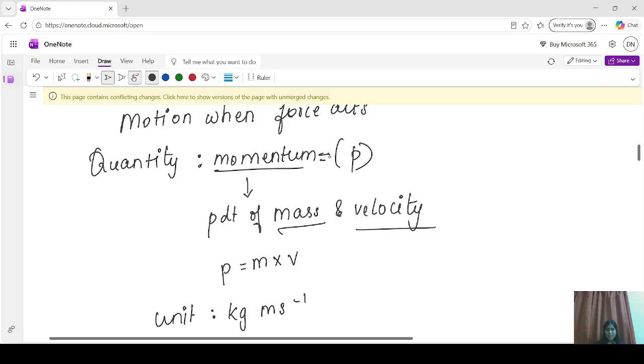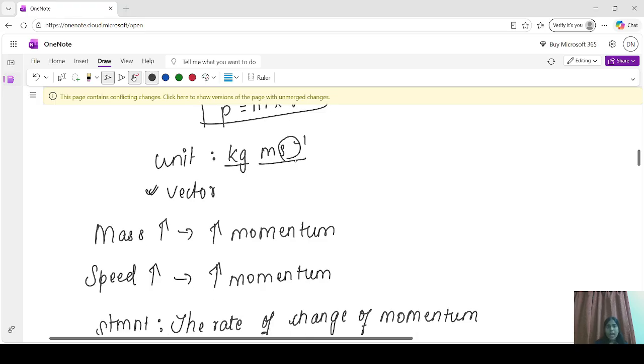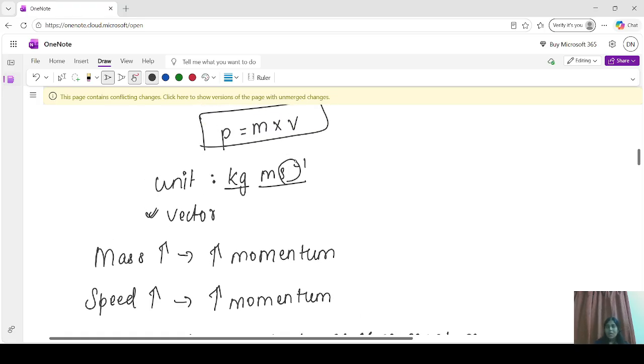And momentum is represented as p. This is the formula of momentum. What is the unit of momentum? Kilogram meter per second. Okay, and it is a vector quantity.